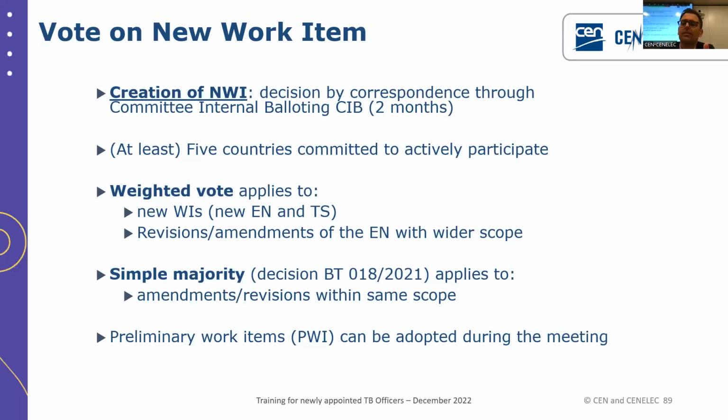Now, there are some alternatives. If the TC secretary really cannot find, let's say, the 5th country, a possibility would be the TC would make a request to the technical board for a derogation of the 5 members rule. Of course, the TC needs to provide a justification, but this possibility is there.